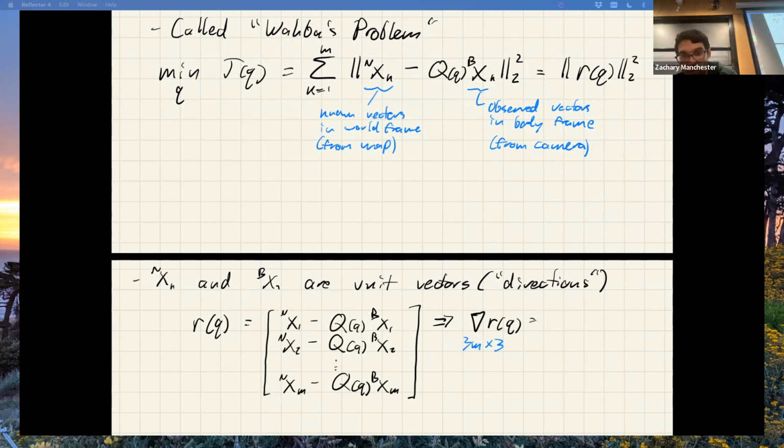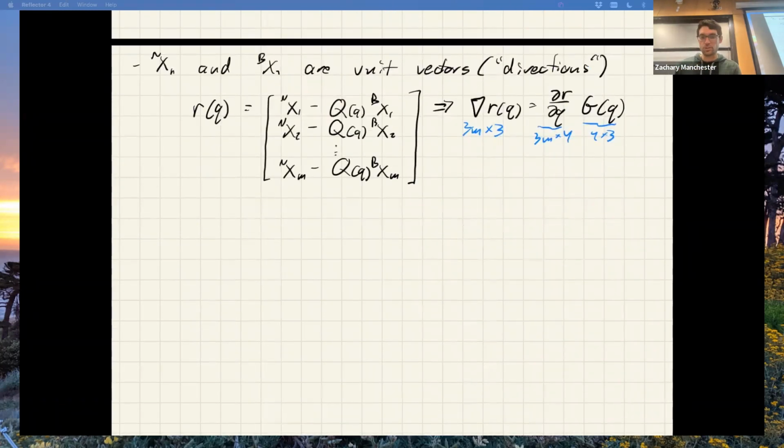This guy is the normal naive derivative with respect to the quaternion, treating it as a vector, times the attitude Jacobian. This is 3m by 4. This is 4 by 3. That all works out dimension-wise. So that's basically it. And then what we're going to do is apply the Gauss-Newton method to this thing and minimize it. So let's write that down. Maybe I'll write down the classic Gauss-Newton thing first as a quick review. So that guy's 3m by 4. And yeah, that checks out.